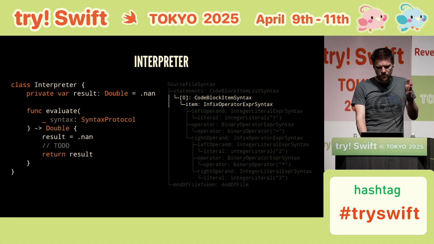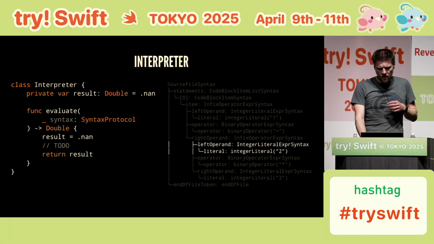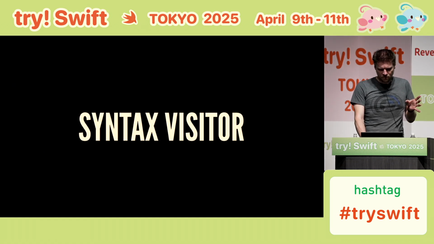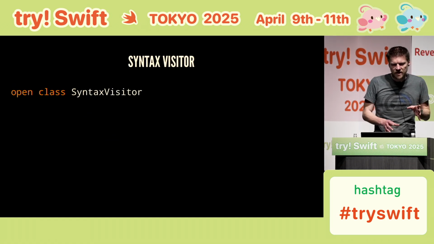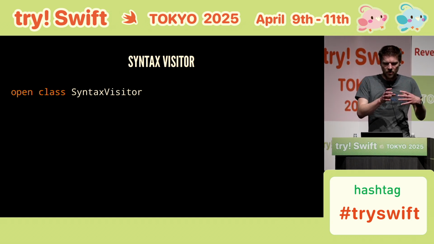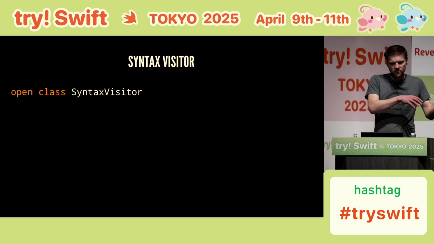And to do that, we'll need to write a function that recursively visits each node in the tree and then dispatches to other functions to perform the appropriate logic. But we don't actually have to do that because Apple already did it for us. So SyntaxVisitor is a utility class that traverses a syntax tree, and it optionally calls user-defined functions for each node that it encounters.